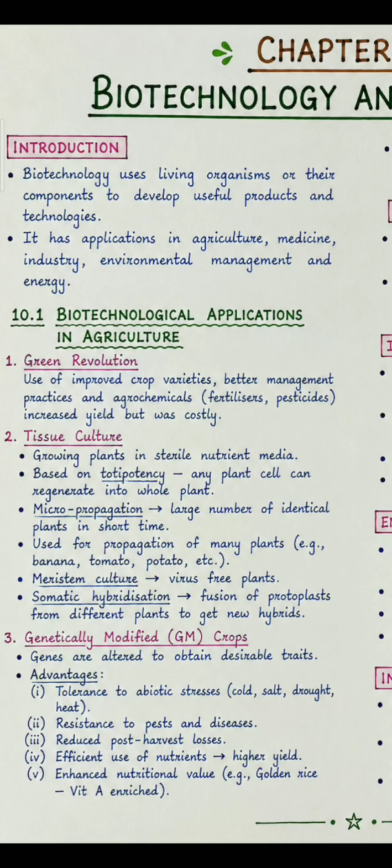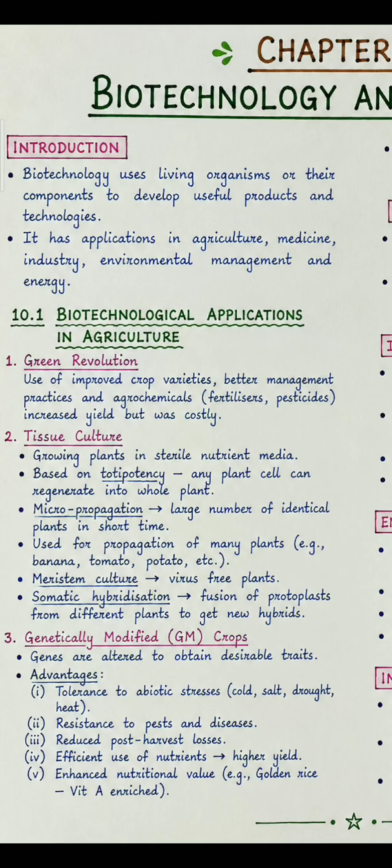And somatic hybridization. Somatic hybridization means fusion of protoplasts. Protoplast means a cell without a cell wall, from different plants, to get new hybrids. Protoplasts isolated from two different varieties of plants, each having a desirable character, can be fused to get a hybrid protoplast, which can be further grown to form a new plant. These hybrids are called somatic hybrids. This process is called somatic hybridization.